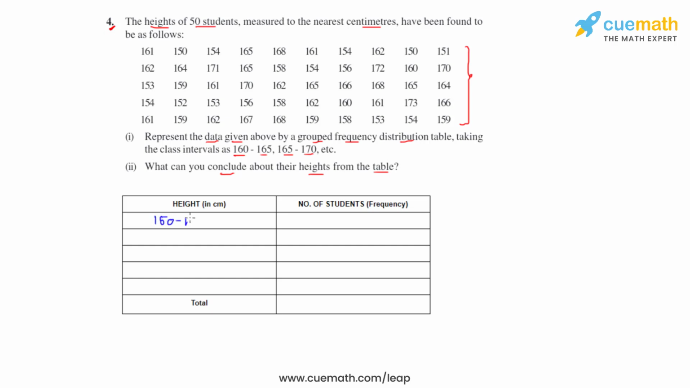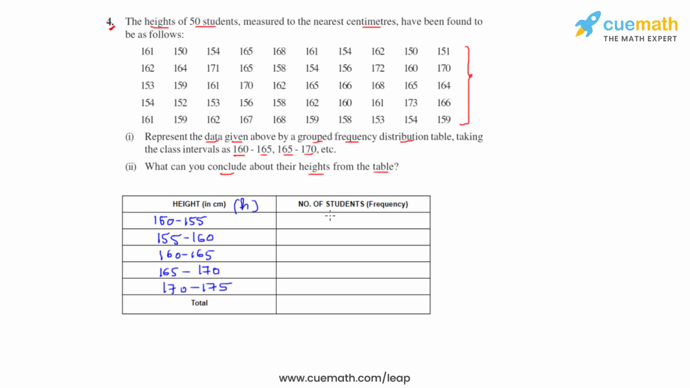to 155, 155 to 160, 160 to 165, 165 to 170, and then finally 170 to 175. Now we will have to see how many students fall in each of the class intervals. So we can say that height in centimeters is h.